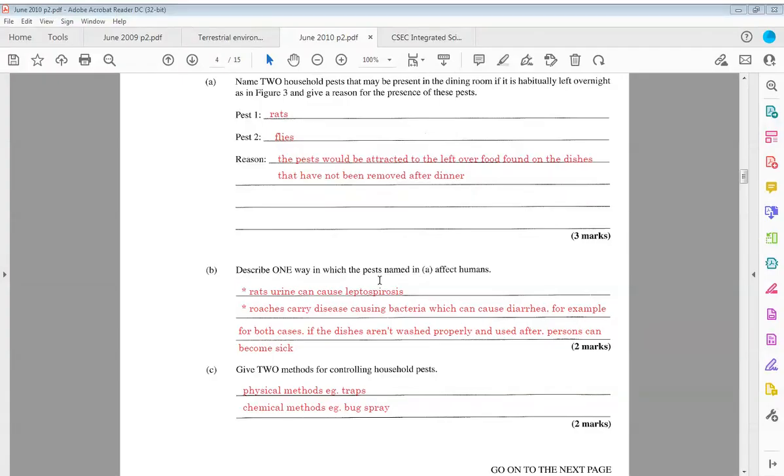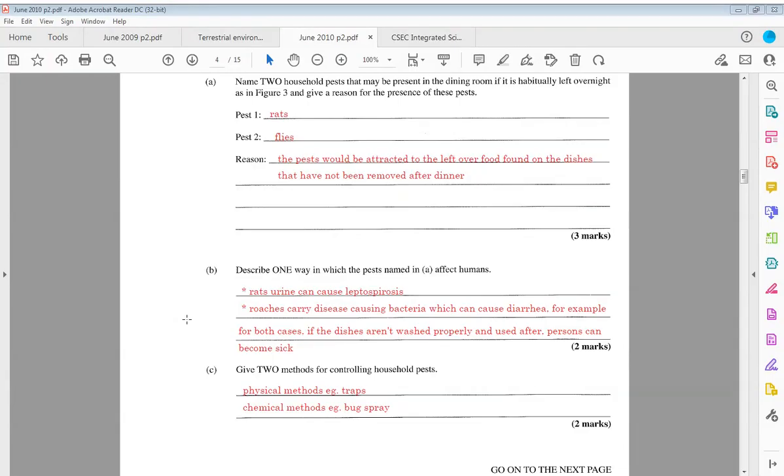Part B. Describe one way in which the pests named in A affect humans. If we're talking about rats, the urine can cause leptospirosis. If we're talking about roaches, we could have put roaches instead of flies. I was supposed to put that there and I forgot. The roaches carry disease-causing bacteria, which we said are pathogens, which can cause things like diarrhea, for example.